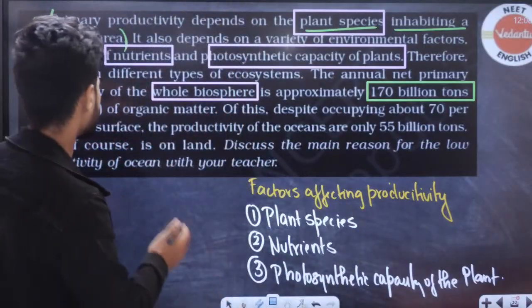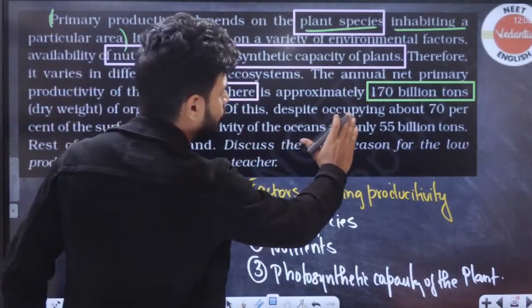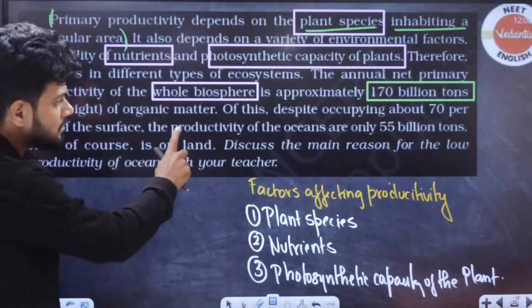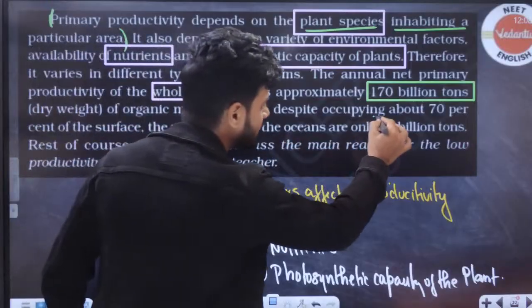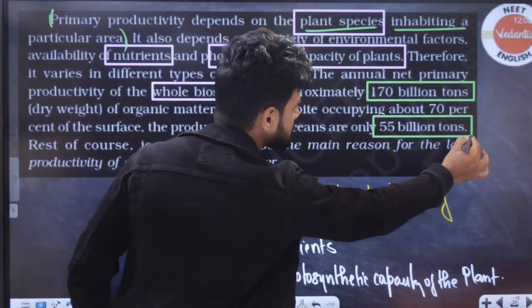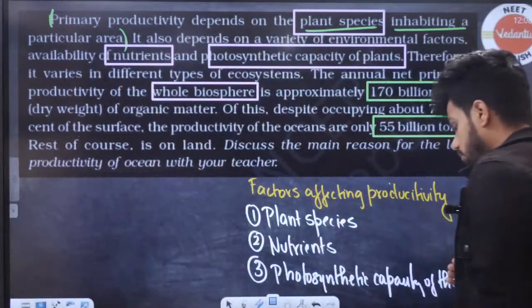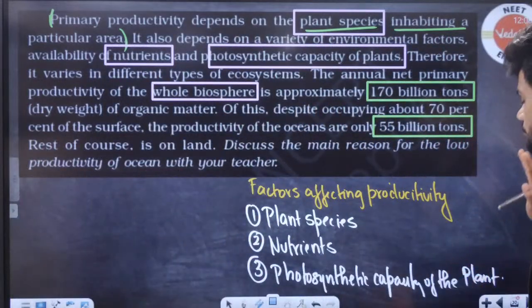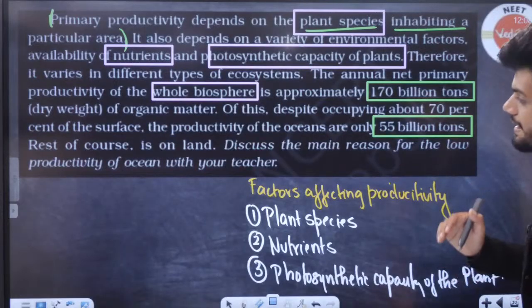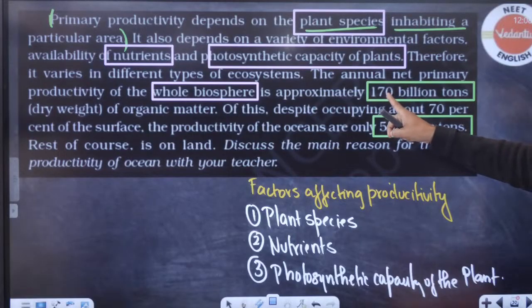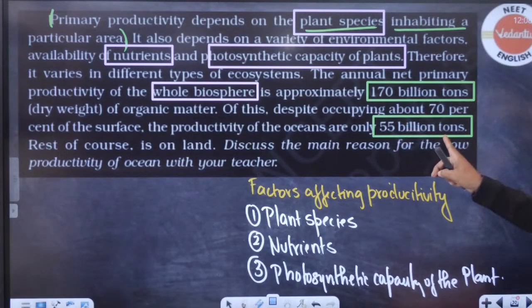See here. Despite occupying 70% of the surface, the productivity of the oceans is only 55 billion tons. So only and only 55 billion tons is shown by your water or the oceans. Rest, of course, is on the land. So out of the 170 billion total, 55 is given by the ocean.